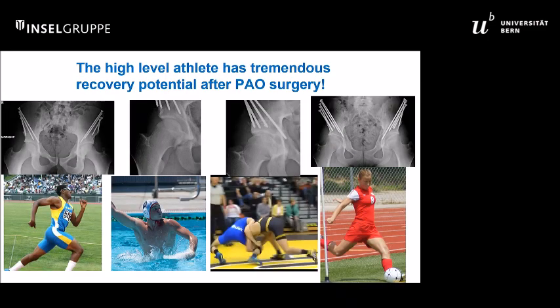So we can apply this in our high-level athletes. Here's a variety of cases across a number of sports. I don't think athletic activity should be viewed as a reason not to approach this ideally with the best surgery first.